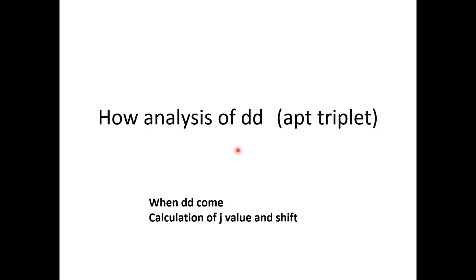Hello friends, in this lesson I will show you how to observe the apparent triplet in this particular example. If you're not sure about how to calculate the doublet J value and shift value, just click on the link above, which will lead to the calculation of the J value and shift value of apparent triplet. So this is a special case of the doublet.